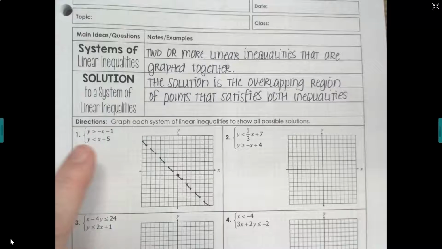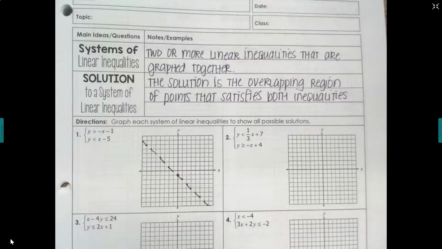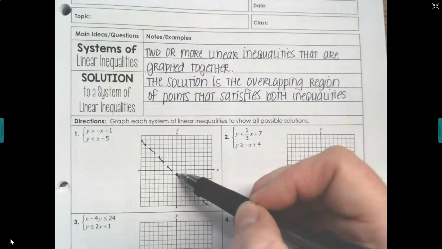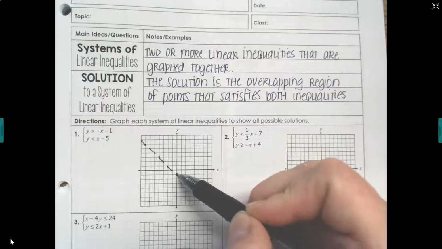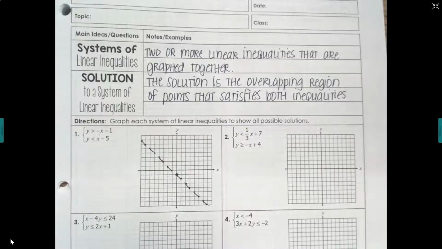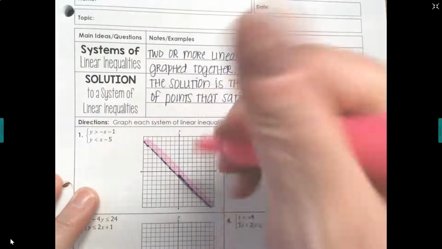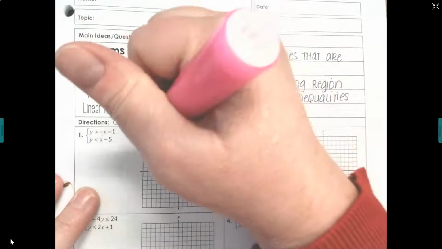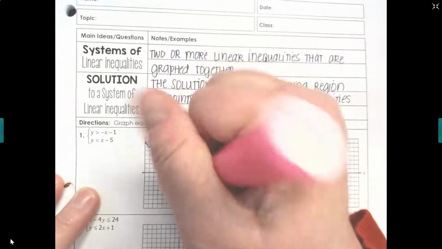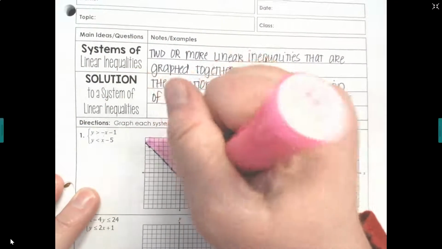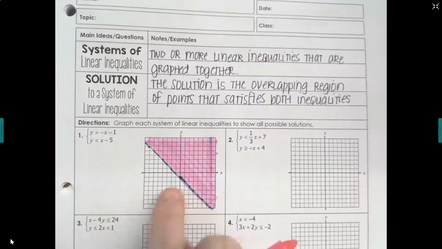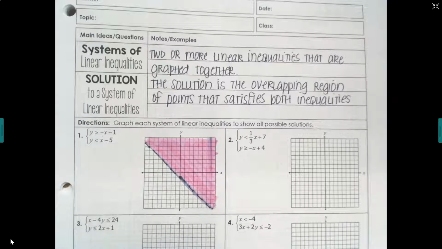Now, the y values are greater than the line. So when I go to my y-intercept, greater than -1 is above it. So I'm going to shade this whole area. I'm going to do this in pink. All right, so any point in this region will satisfy that line.